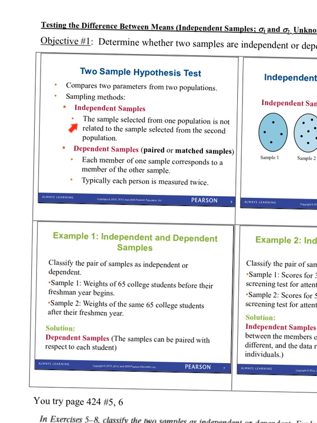Samples are independent if the sample selected from one population is not related to the sample selected from the other population. And then dependent for the situation where we have pairing or matching going on. So each member of one sample corresponds to a member of the other sample.